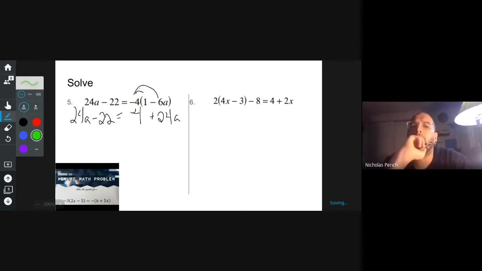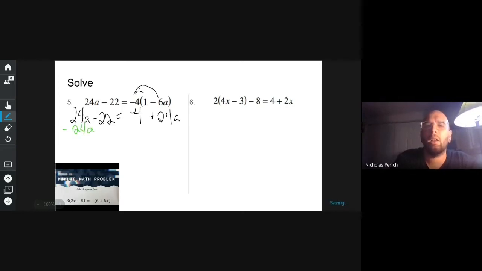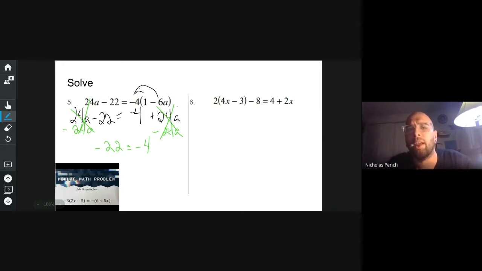So this is the part where, in the previous problem, I said if you have a variable on both sides of the equal sign, get rid of the smallest one. Well, they're the same. So let's just subtract 24a minus 24a. Cross that out. Cross that out. -22 equals -4. Where's my variable? I don't have a variable. Does -22 equal -4? No. So what's my solution? There is no solution.